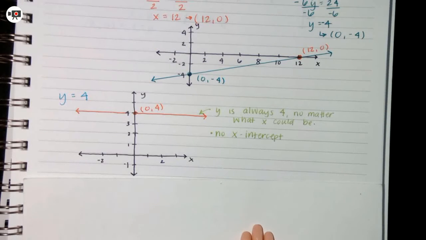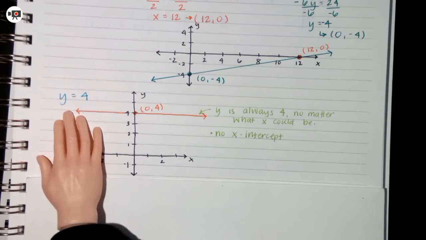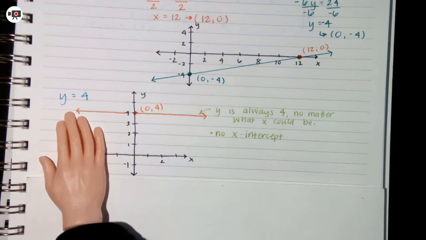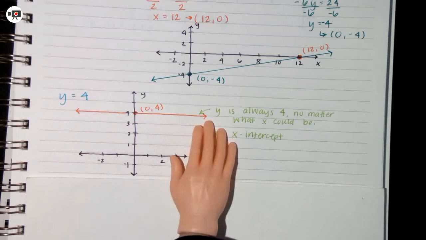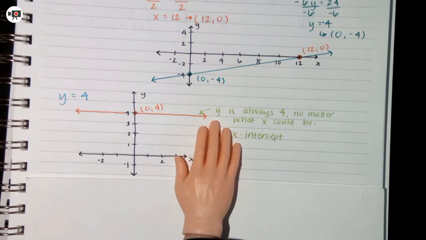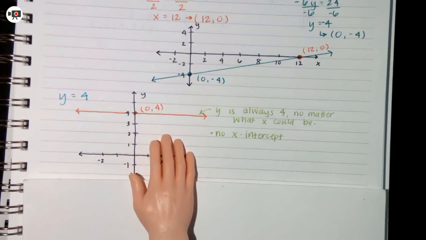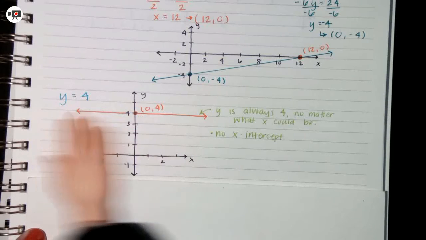Then we have y equals 4. I do not have an x in here to solve for an x-intercept. So there is no x-intercept. y is always 4. y can only be 4. It will not be anything else. So this is a horizontal line at y equals 4. So that means we go up on the y-axis to 4, and we have a line.